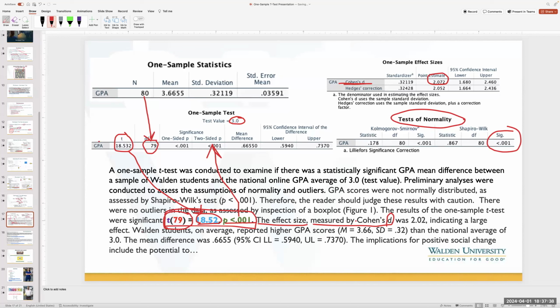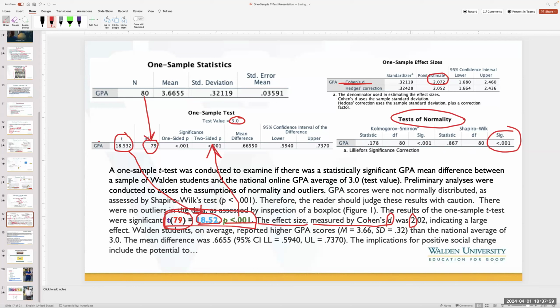In your literature and what you're reading, I think you should see that Cohen says an effect size of 0.0 to 0.3, I believe, is small, 0.3 to 0.6 or something is medium, and 0.6 to 1 is large. This is extremely large because it's higher than 1.